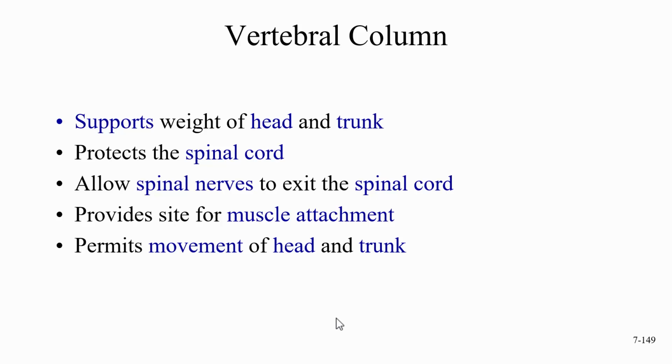Now the vertebral column is going to support the weight of the head and the trunk, and it helps to protect the spinal cord. It's going to allow spinal nerves to exit the spinal cord, and it also provides sites for muscle attachments, and this helps to permit movement of the head and the trunk.